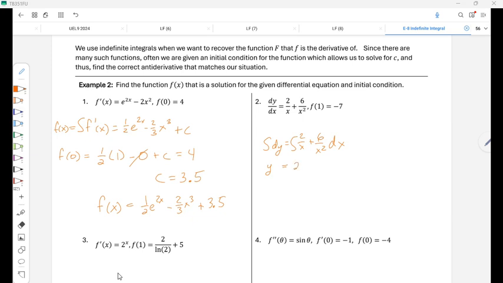We should end up with 2 ln absolute value of x. Then 6 over x squared is going to turn into, when I integrate, negative 6 over x, because you're going to take that negative 2 and bump it up by 1 to negative 1, and then dividing by negative 1 just makes the sign negative. So minus 6 over x plus c.